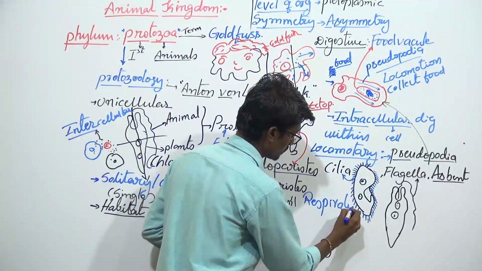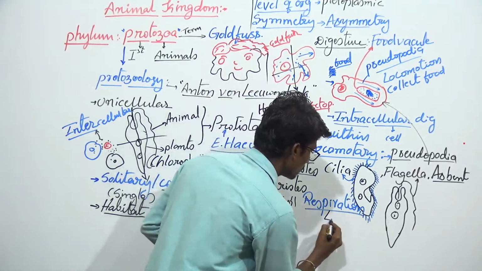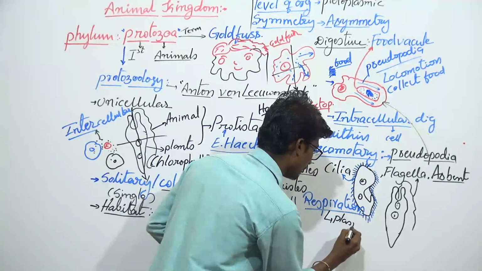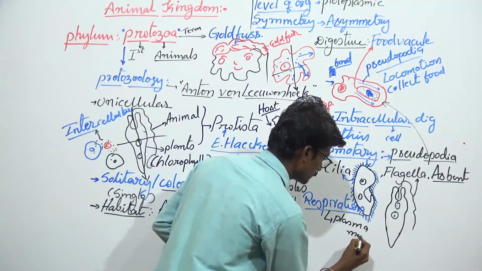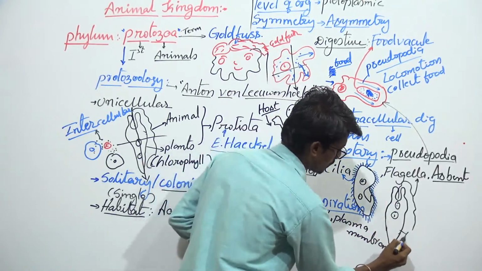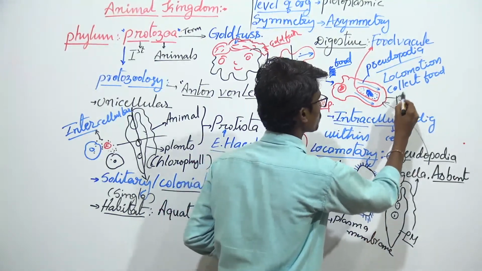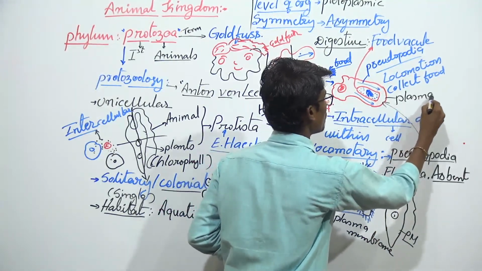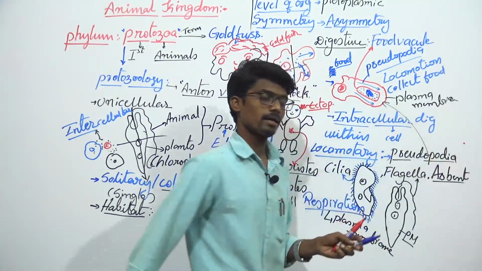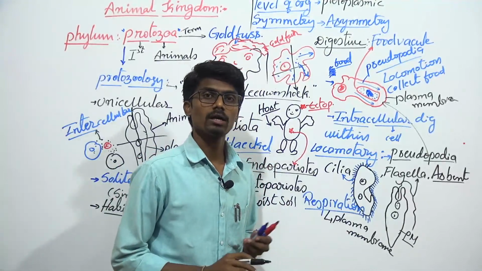Respiration mainly takes place by the plasma membrane. And this is what? Plasma membrane. This is also plasma membrane, and this is also plasma membrane, through which they can exchange gas molecules by the process of what? Diffusion.